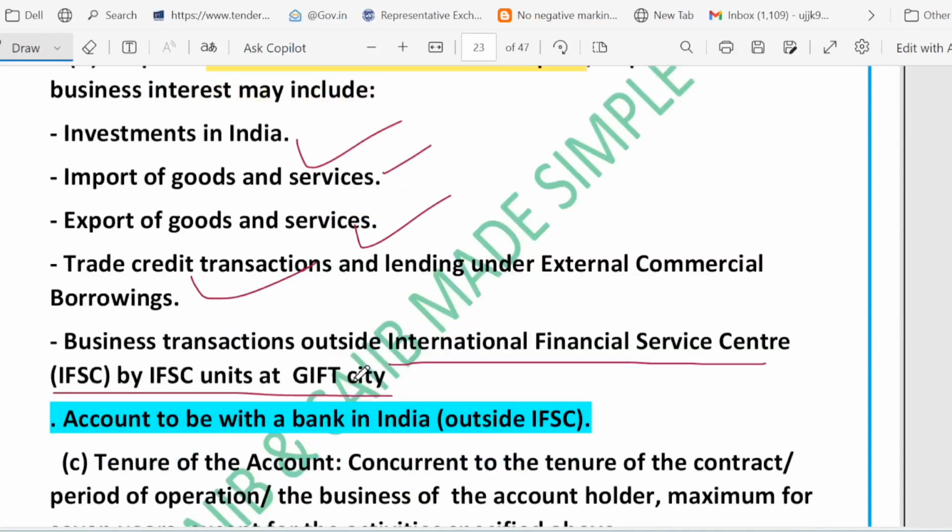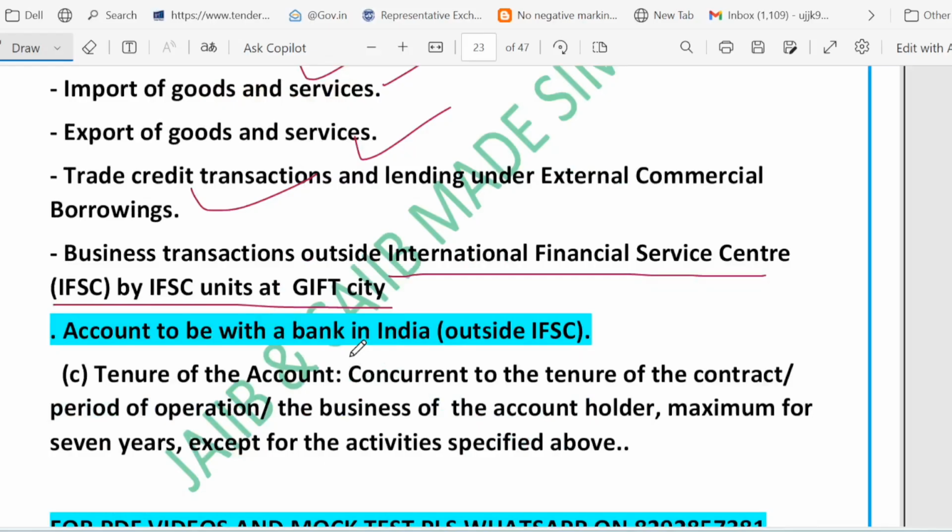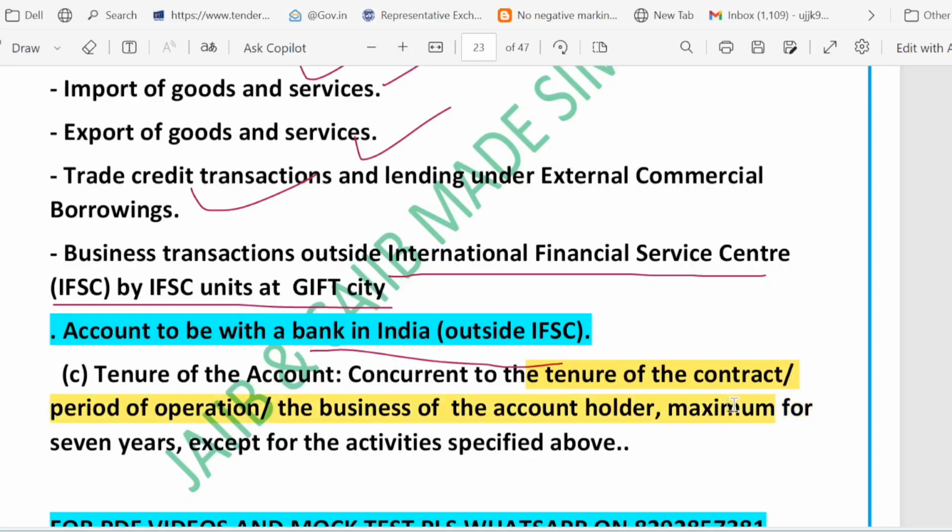Right. Now the question is where the account is kept. So the SNRR account must be with a bank in India, not inside the International Financial Service Center. It should be outside IFSC. How long can it remain open? So the account can run for as long as the tenure of the contract or the business of the account holder exists. Right. Except for a specific activity listed earlier where the rule may differ. Suppose, for example, your Indian business lasts 3 years, so the SNRR account can run through that time. Right. That is the point.